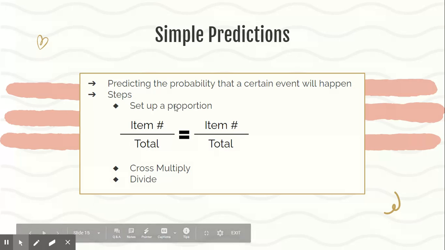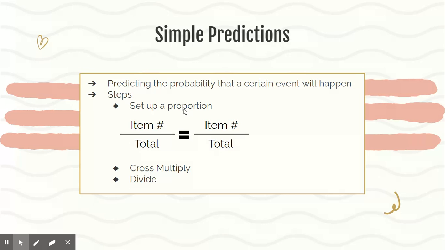So our steps, we're going to set up a proportion. Okay, so I'm going to take that probability of something happening. So if I'm rolling a dice, the probability of rolling a 1 is 1/6, okay? And then they're going to tell you, what can I predict will happen after I roll the dice 20 times? So I would put 20 as my total here, and this x would be what I'm finding.